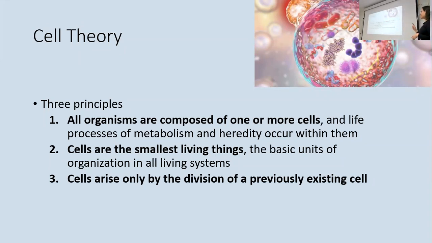And cells only come from the division of previously existing cells. Cells don't arise on their own. It's that passing on of DNA, that inheriting of hereditary material, that makes new cells. You can't make a cell without using the instructions that are in the previous cell. So everything's made of 1 or more cells. The smallest cells are the smallest living things, the basic unit of all things, and cells only come from dividing already existing cells. So that is cell theory.